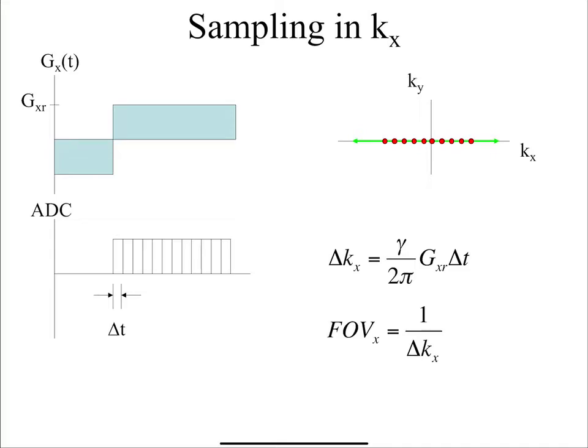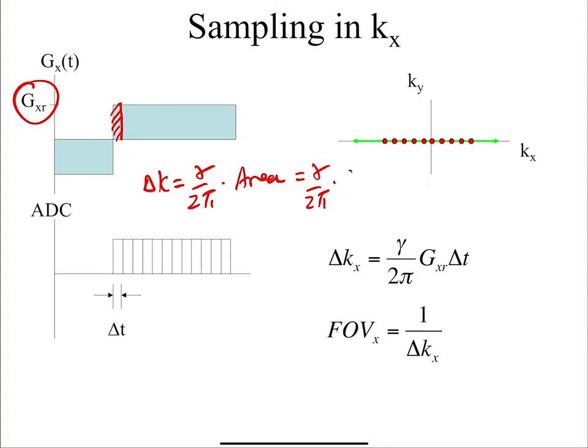So let's just look at the readout gradient here. So we want to ask, what's the delta k for this actual application? If the readout gradient has the amplitude of gxr, then all I really care about is, for each sample, how far do I go in k-space? Because that's going to be my delta k. All right? So delta k is just equal to gamma over 2 pi times this area. Okay? And that's just equal to gamma over 2 pi times gxr times delta t.